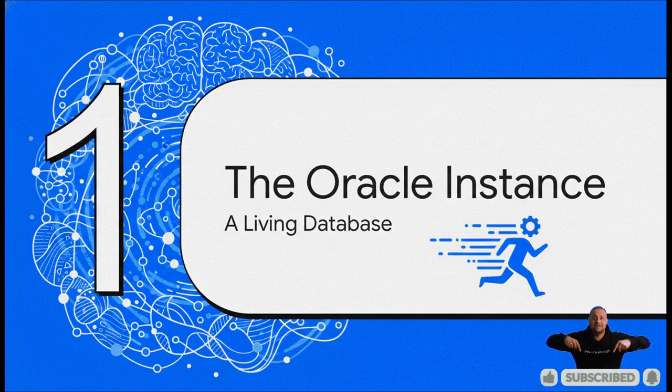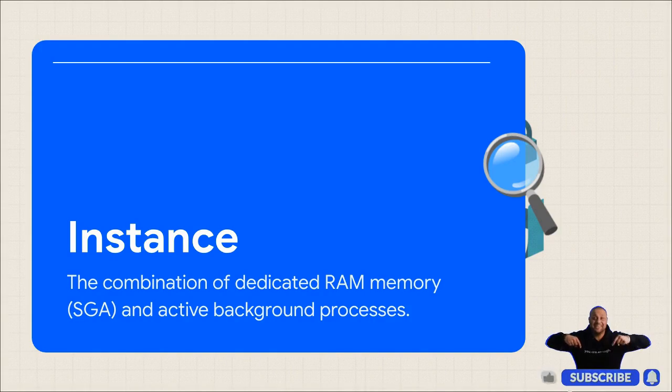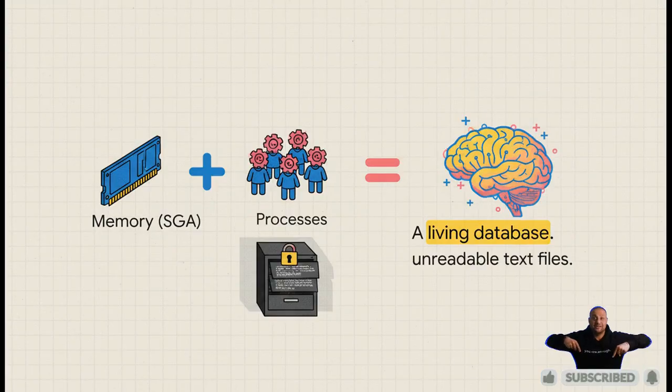So what exactly makes up an instance? Well, think of it as two things coming together. First, you've got that dedicated memory we just talked about. That's called the SGA. And second, you've got a whole team of active background processes, the workers. It's the memory plus the workers that makes a database truly come alive. This is the core concept right here. You take that reserved RAM, the SGA, you add those worker processes, and that equals a living database. You have to have both. Without them, the data files on the disk are just unreadable, useless text.